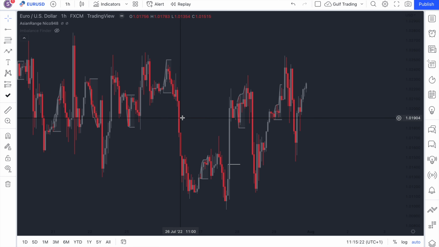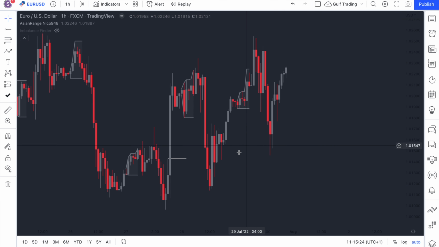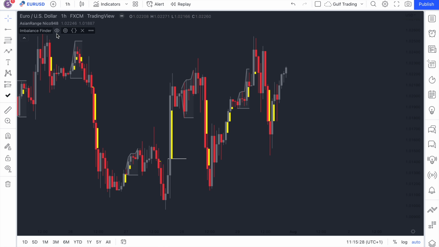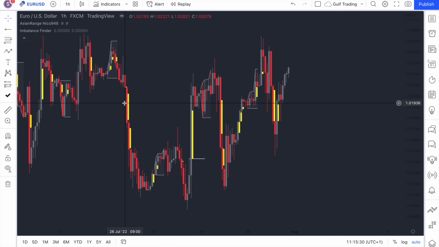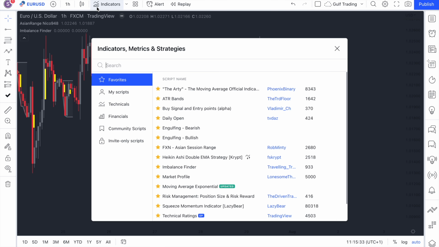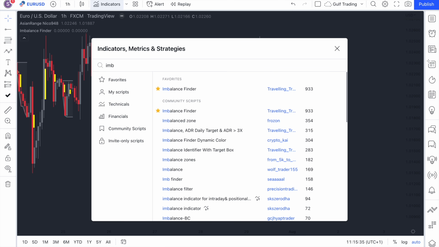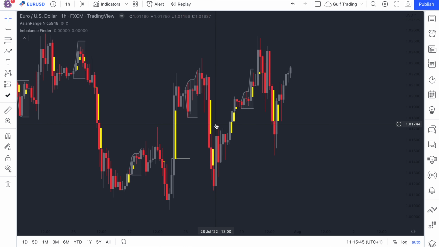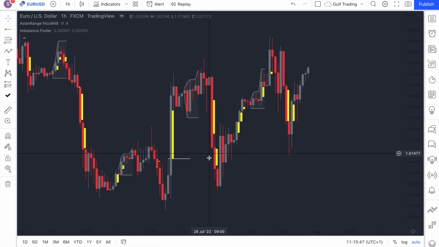This is something that you'll train your eye to see, and you'll just be able to see it in the markets. But if you're starting, or if you just want a little extra help, you can use this indicator, which I use sometimes, called Imbalance Finder. You just come into indicators and type in Imbalance Finder by Traveling Trader, I think it is. But it's this one. So just click on that, and they'll give you this, and all this stuff in yellow is imbalance.